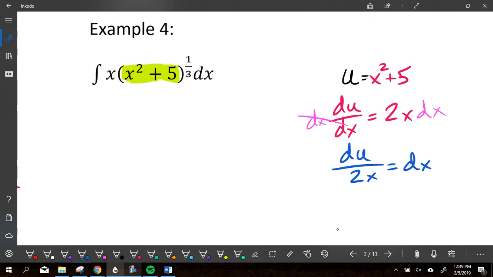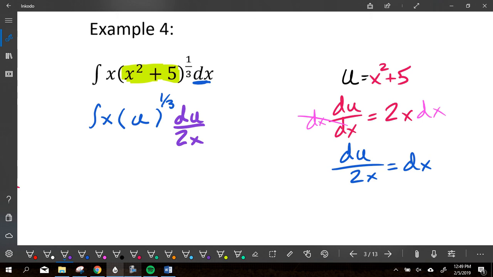Let's see. Integral. X, I don't know what x is. I'm leaving it as x for right this second. I'm going to plug in x squared plus 5. That guy's going to be u to the 1/3 power. And then I've got dx. What can I replace dx with? Du over 2x.